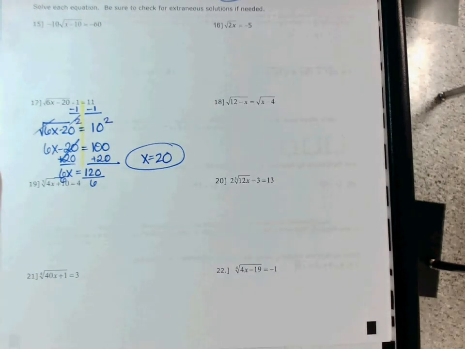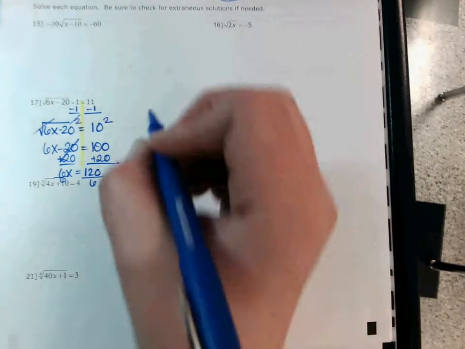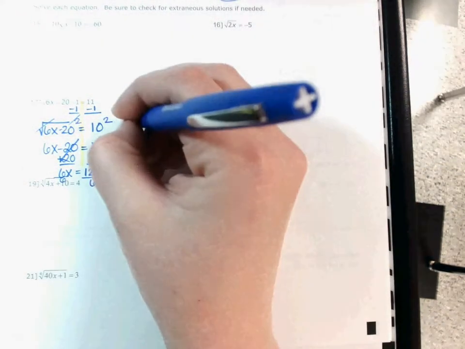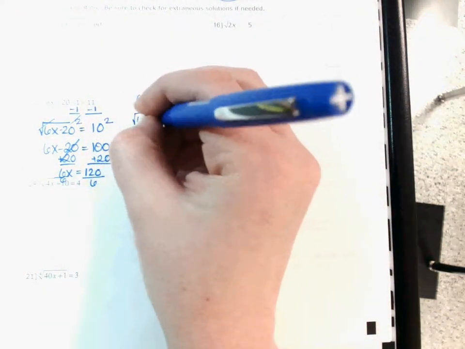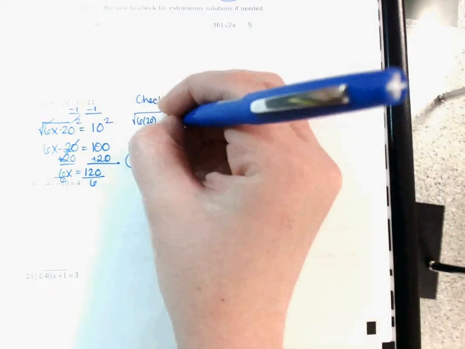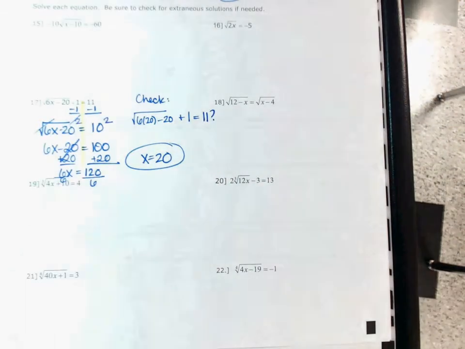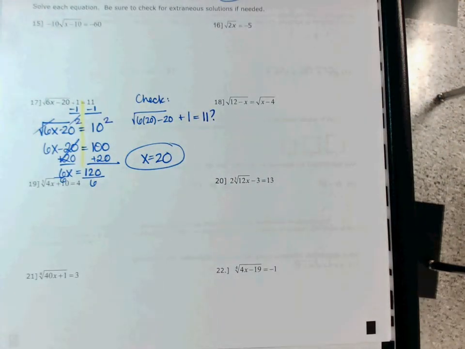Do you have to check for extraneous solutions on these? Yes. On your test, there's a little space where it says check. If it's cubic, you can just cross it out. But if it's a square root or a fourth root, you should check. So you do the square root of 6 times 20, minus 20, plus 1 equals 11. If you write it down, I'm fine with you typing the rest of that into the calculator. I don't need you to do it by hand.